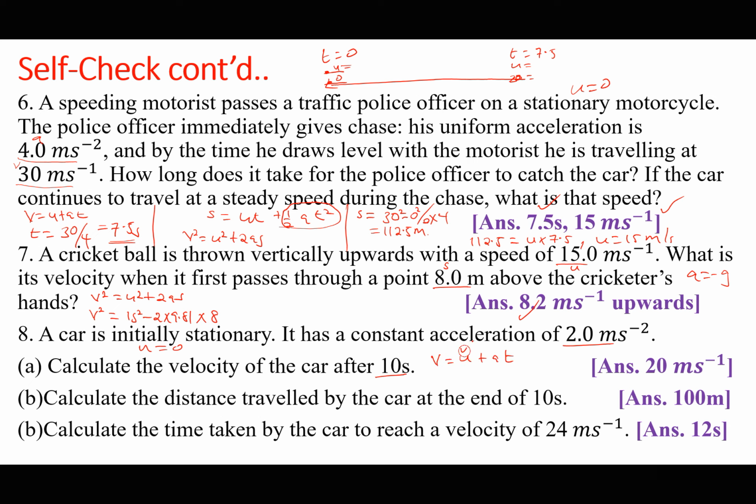I want v. I have the initial velocity as 0, the acceleration is 2, the time is 10. I think that one is direct. Calculate the distance traveled by the car at the end of 10 seconds.